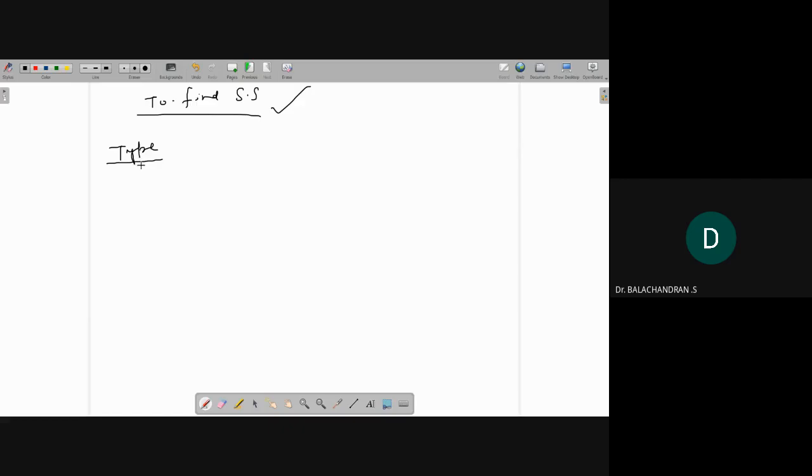Type 2. Okay. So for type 1, you can try to solve these problems. Solve p equal to e power q. This is the first problem. Second problem, pq equal to k. So both the problems you can try and get the answer. Type 2, Clairaut's equation.